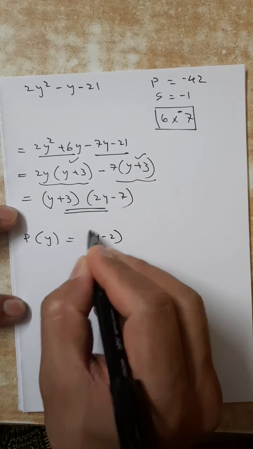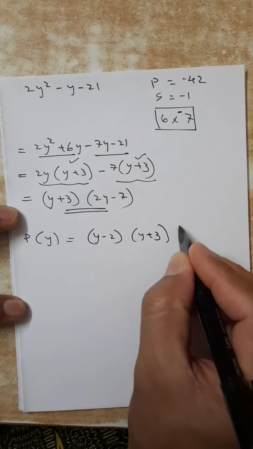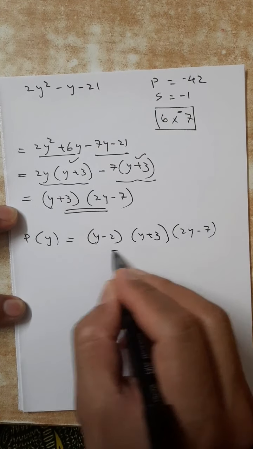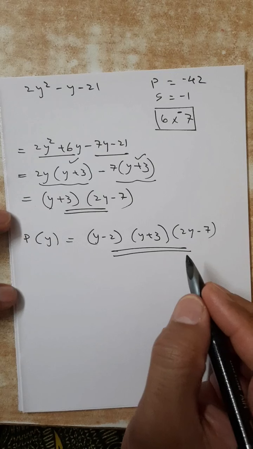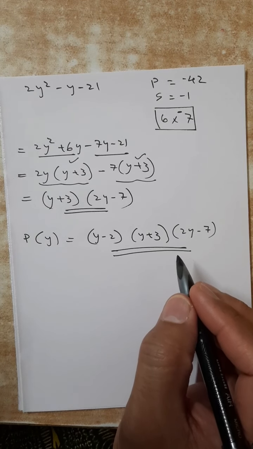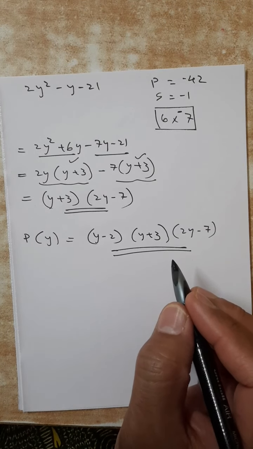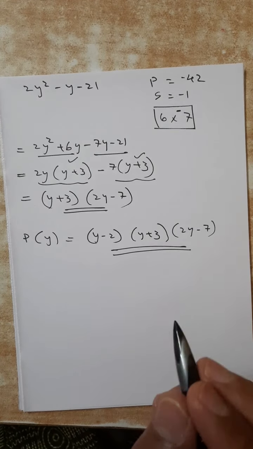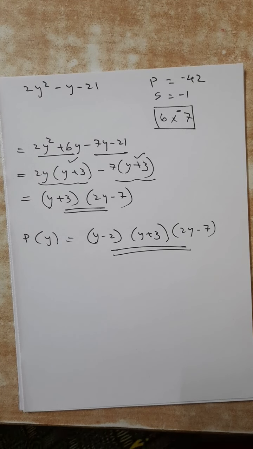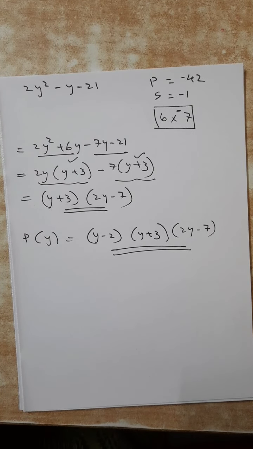Originally we got y minus 2. Now we are getting y plus 3 and 2y minus 7. I hope all of you understood this procedure with these 3-4 questions. Now I am giving a few questions as homework that you complete today.